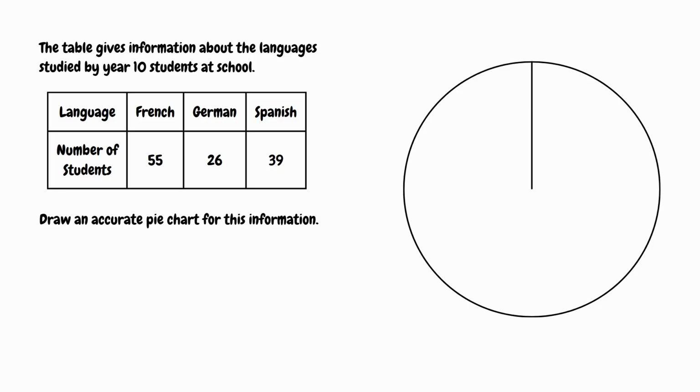So to be able to draw our pie chart, we need to find out how many degrees each student will represent. And because we haven't been given any angles already on the pie chart, we're going to do this by finding how many students there are in total. So if we add up all the numbers from the table, we get that there were 120 students in total.